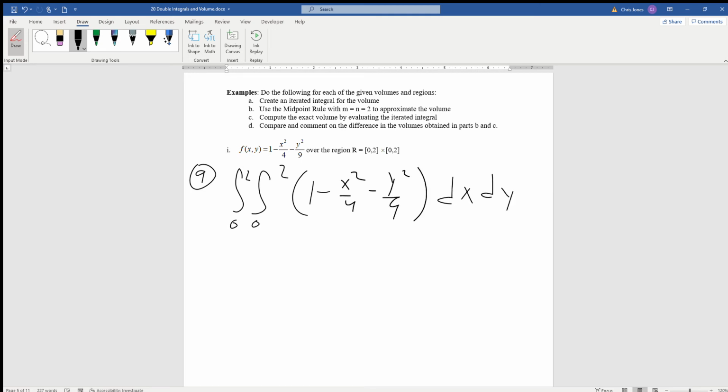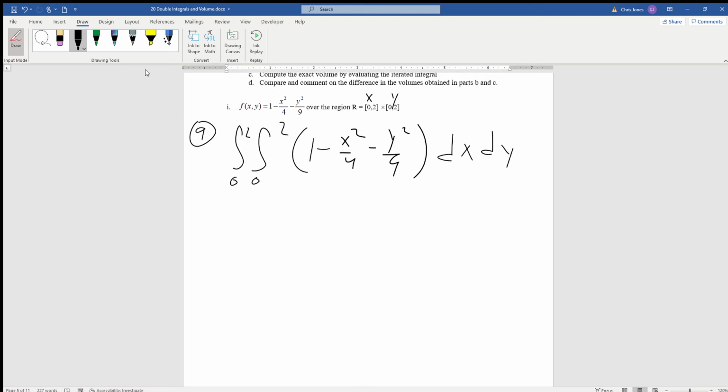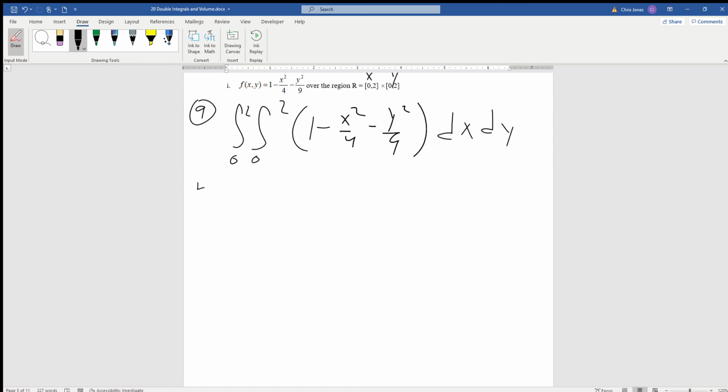In this one, it doesn't really matter the order, just because the bounds are the same. However, I would suggest going through and doing x first and then y next. To evaluate using the midpoint rule, let's consider the xy plane, and we're just going to look at the floor of this. So think of this as the xy plane.